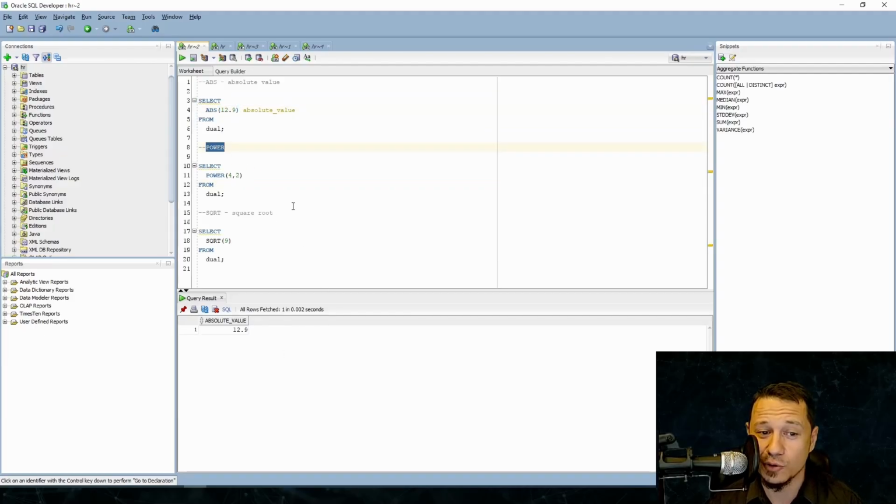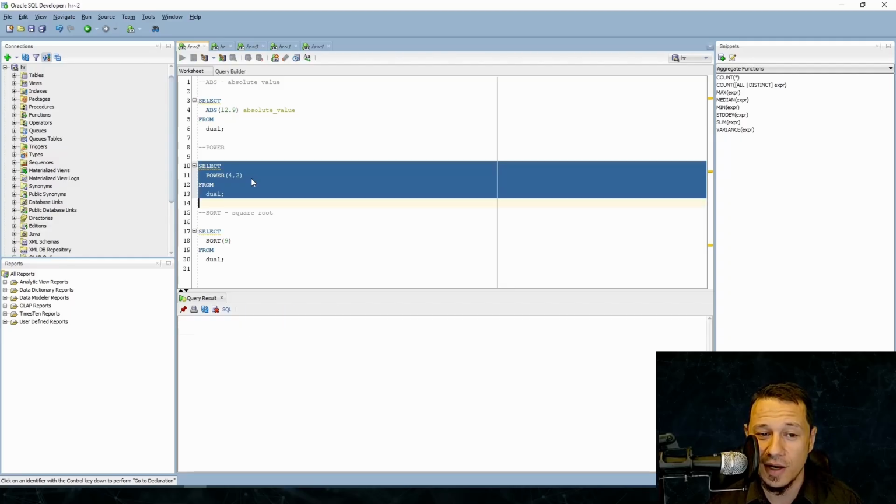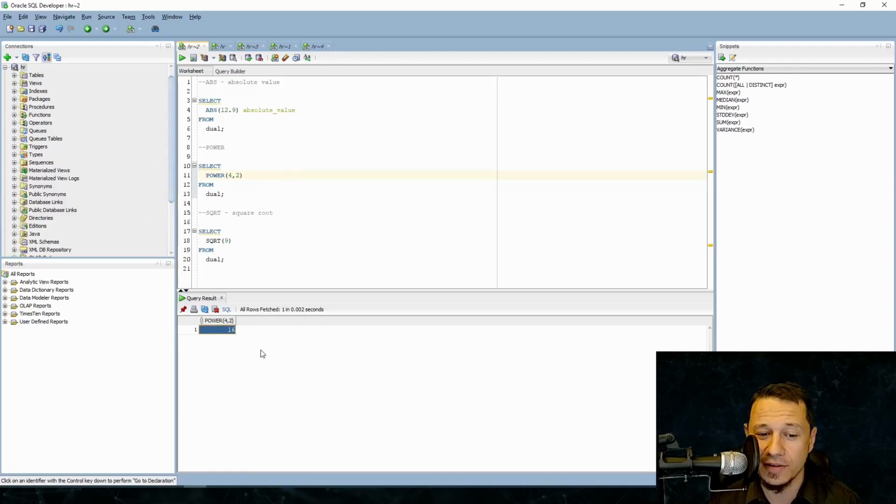The next one, called power, accepts two parameters. The first number is the base, and the second number is the exponent. So the result of this function, where the first parameter is 4 and the second parameter is 2, will be 4 up 2. That means 4 multiplied by 4. And when I execute this, I will get 16. If my exponent is, for example, 3, I will get the result as 64, as 4 multiplied by 4, and all multiplied by 4 is 64.